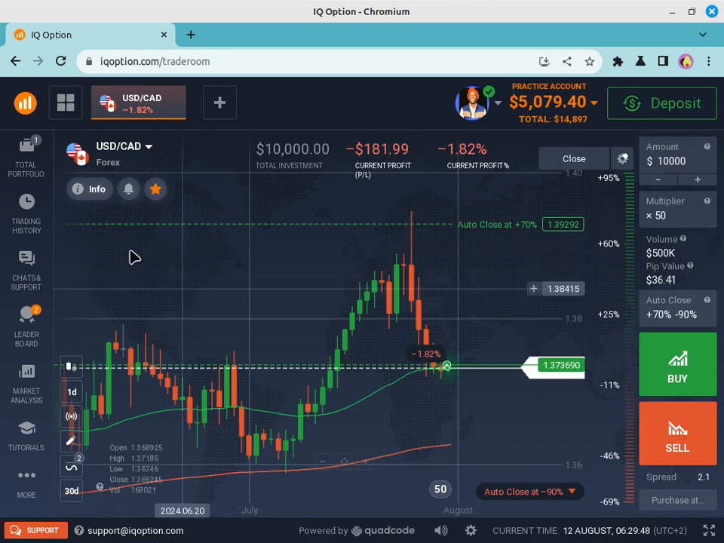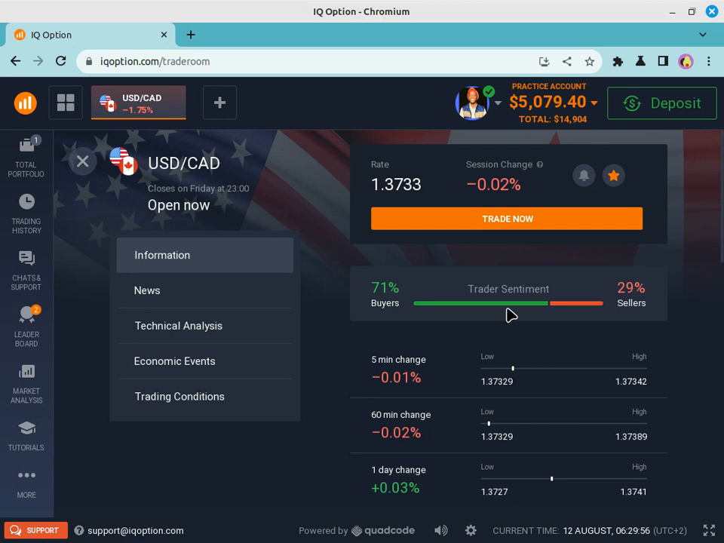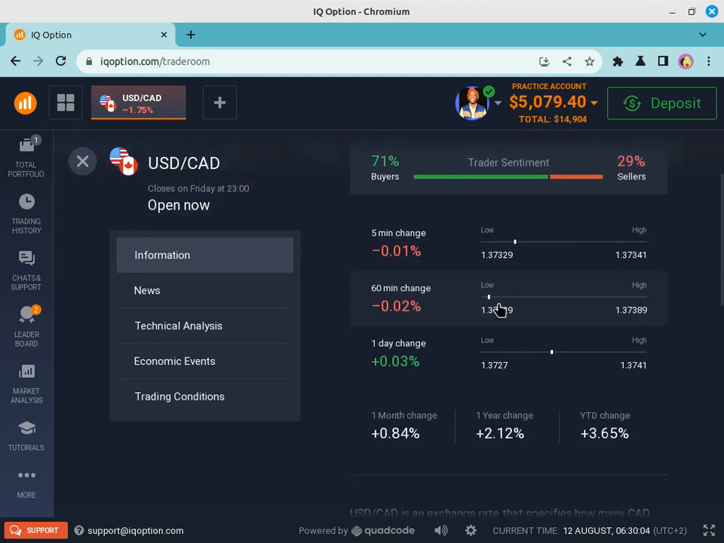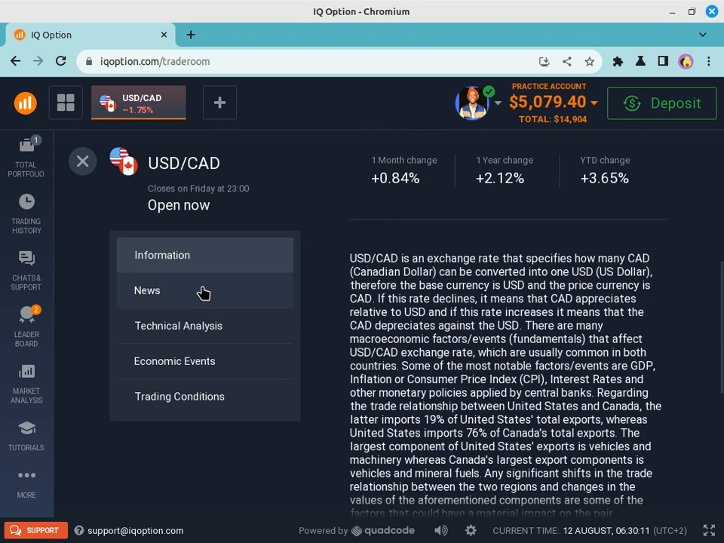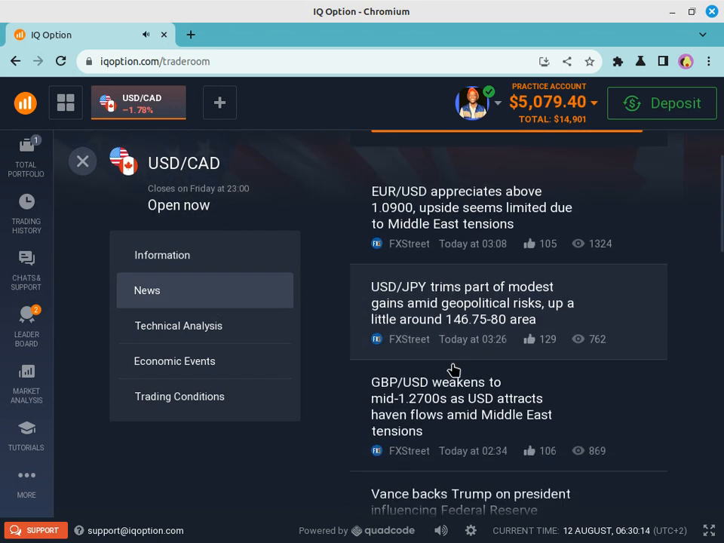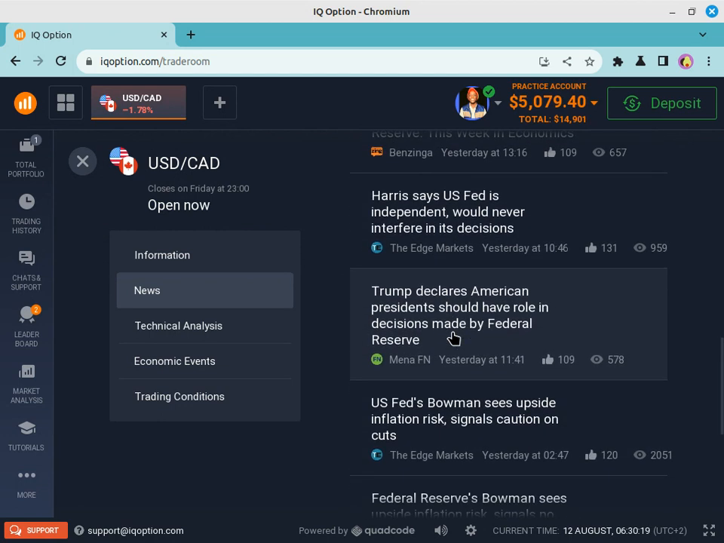So another thing you can check out is the information here. According to the information, we have more buyers buying this currency pair right now. We have a positive monthly change, a positive year change, and a positive year to date change. Then we can look at the news, which is what we were looking at previously. Harris says Fed is independent and will never interfere in its decisions.